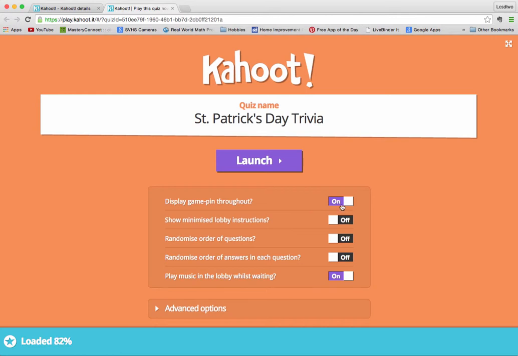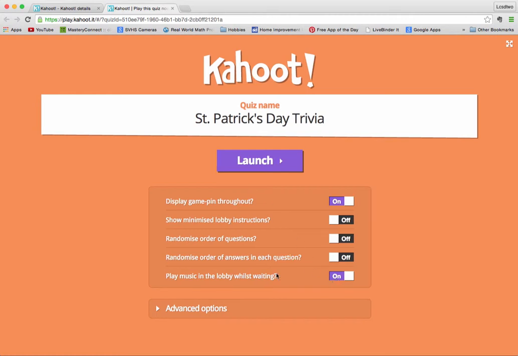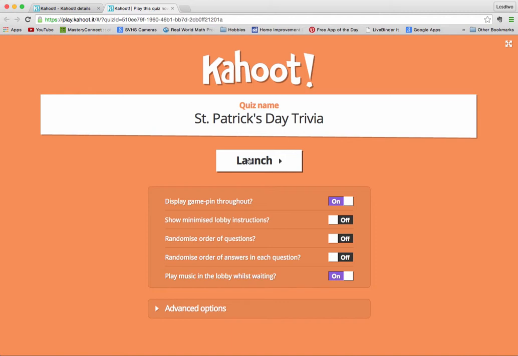I've got the game pin throughout. What it means is it shows that game pin, so if somebody comes in late or drops it or something, they can always get on. Play music. The music is quite annoying. You'll hear that. The other ones I don't worry too much about, but you can if you choose to. I'm going to hit launch.